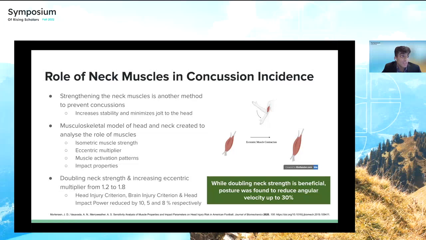They found that by doubling neck strength and increasing eccentric multiplier from 1.2 to 1.8, head injury criterion, brain injury criterion, and head impact power reduced by 10, 5, and 8% respectively. What this means is basically the head injury and brain injury decreased. However, the most intriguing finding was that while doubling neck strength is beneficial, posture was found to reduce angular velocity up to 30%. This shows that teaching some proper technique and training can have an impact.